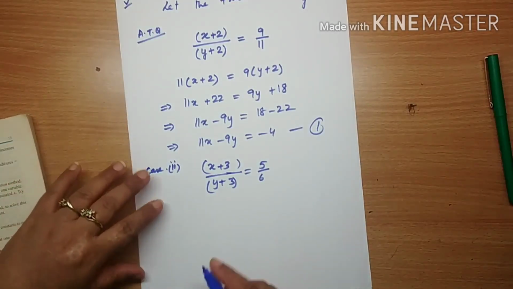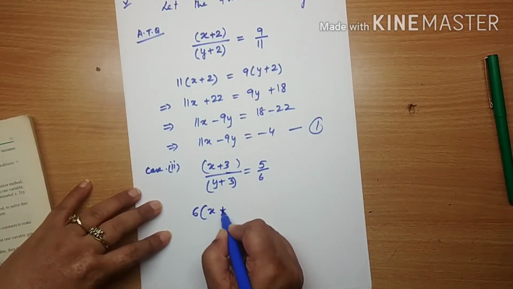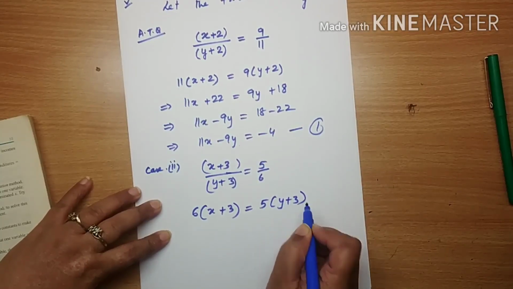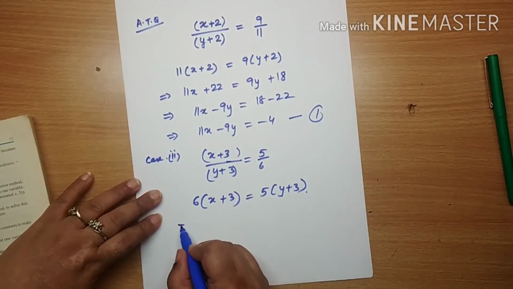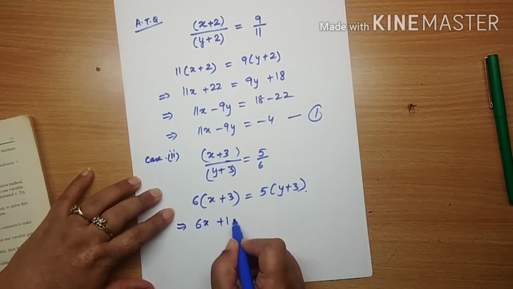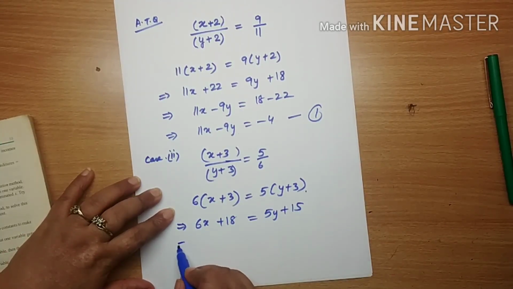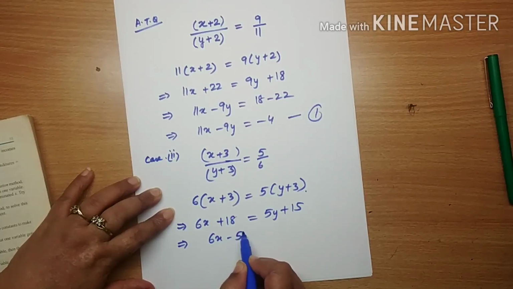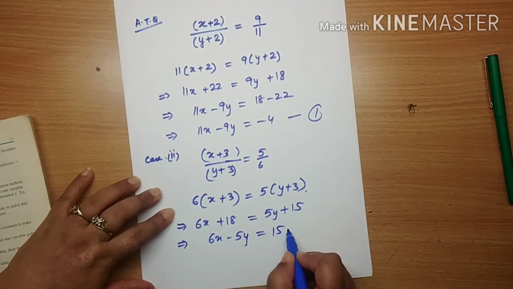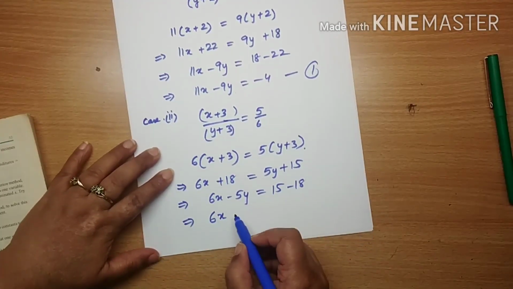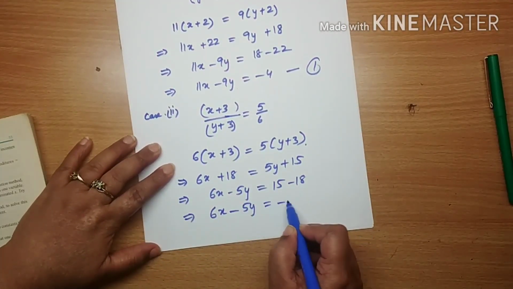So I get 6 times x plus 3 is equal to 5 times y plus 3 by cross multiplying. So this becomes 6x plus 18 equal to 5y plus 15. So 6x minus 5y is equal to 15 minus 18. So we get 6x minus 5y is equal to minus 3.